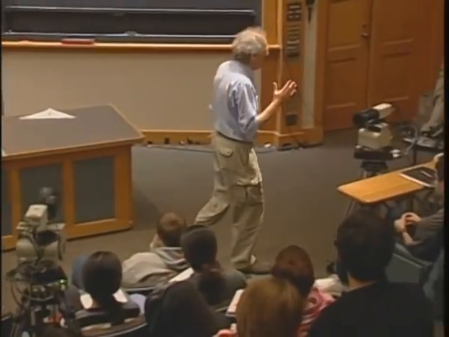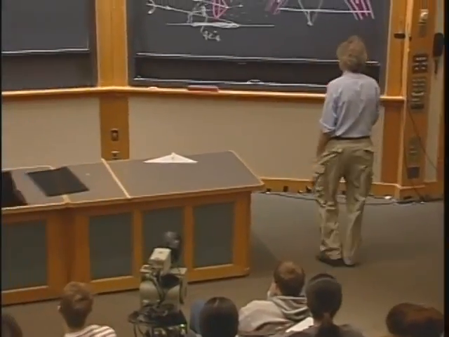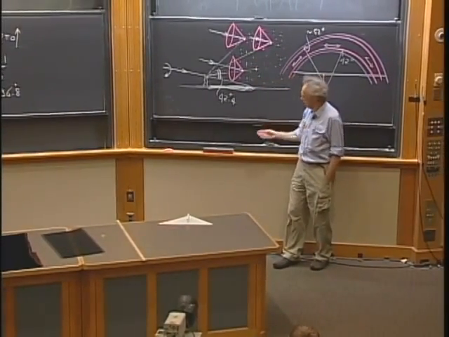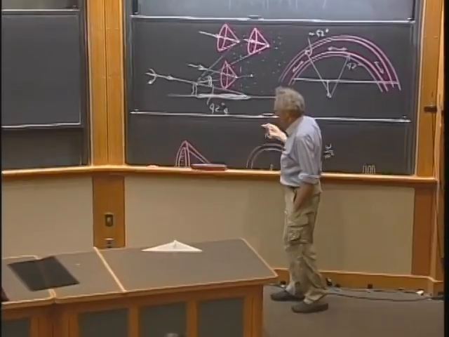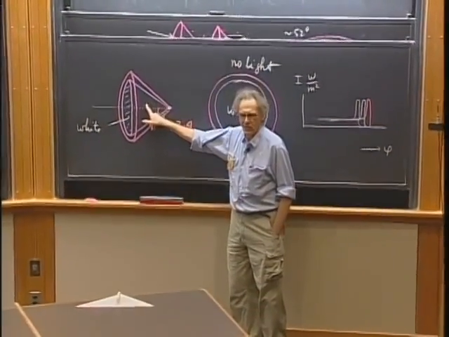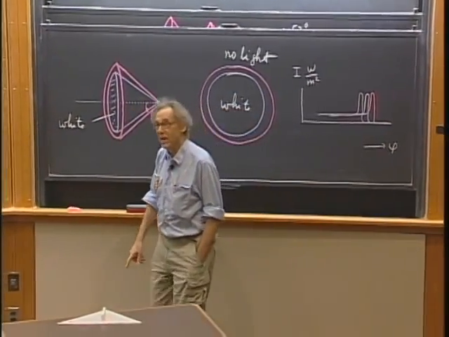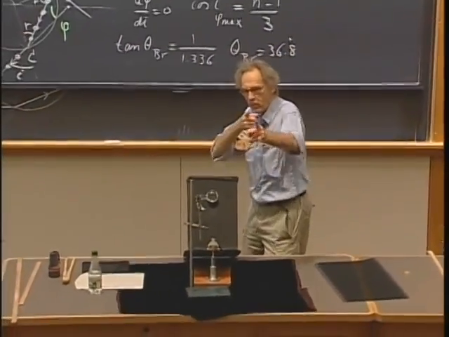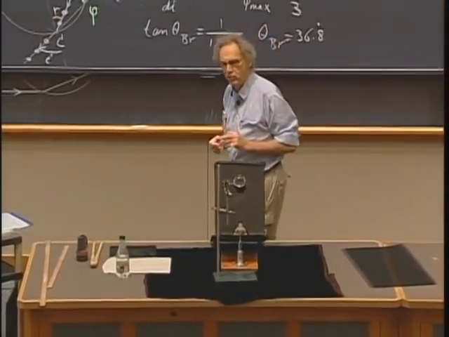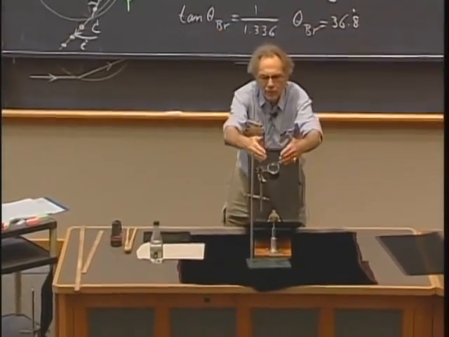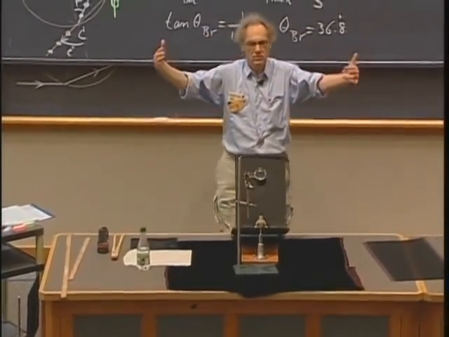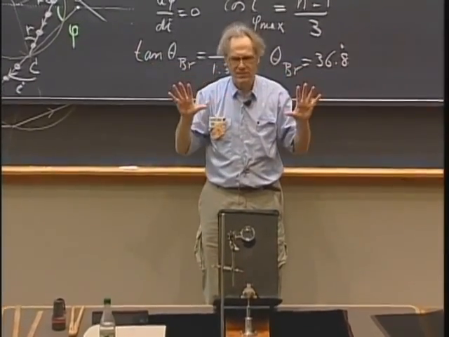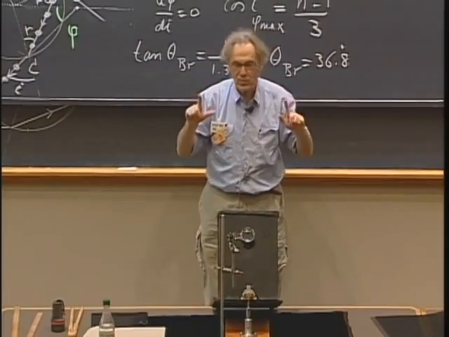Can I make you see a rainbow with one raindrop? No, because you see here why you need millions of them. Can I make you see this with one raindrop? Yes, I can. Here is my light gun. Going to blind you. And then out of this one drop comes this cone. Red on the outside, blue on the inside, and then white. And that's what I can show you.